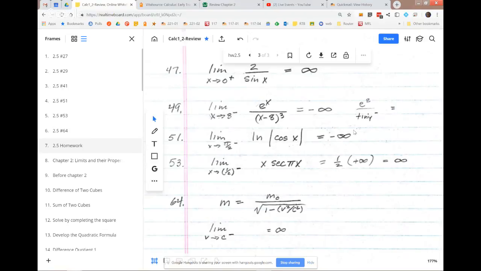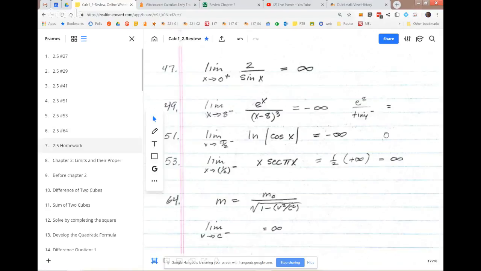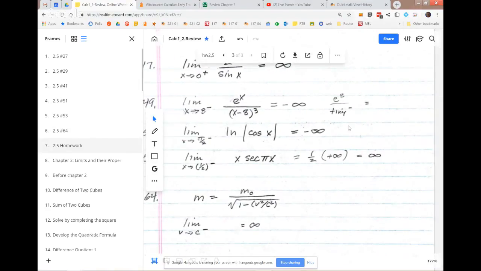So here's my analysis over here on the right. You've got e to the 8th on the top over a tiny negative. First of all, a positive divided by a negative is a negative. And a huge number divided by a tiny number is going to be huge, so this is going to be negative infinity.